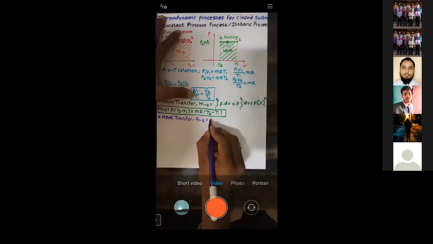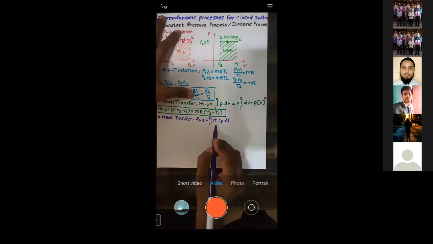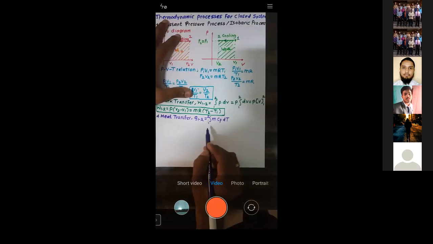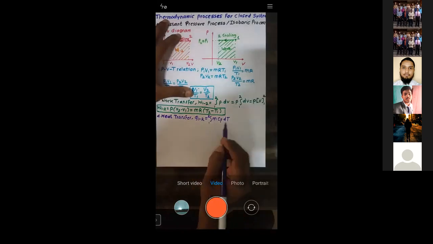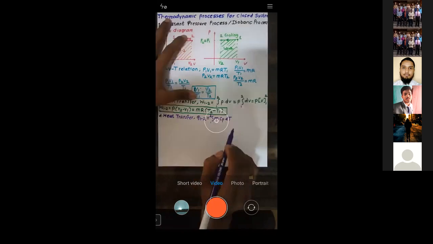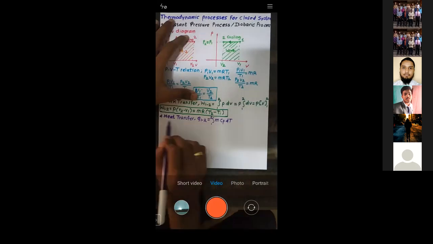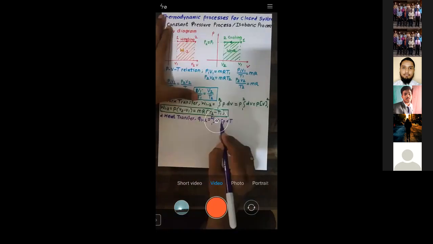So the formula is integration 1 to 2 of m into Cp into dT. The reason is heat is transferred at a constant pressure, so you can see Cp is there. Whenever heat is transferred at a constant pressure, the formula is mCp. If it is at a constant volume, the formula is mCv. That we will see in the next lecture.